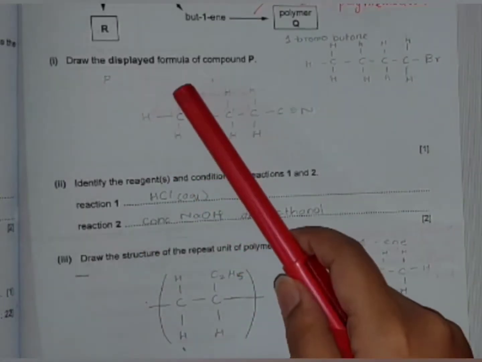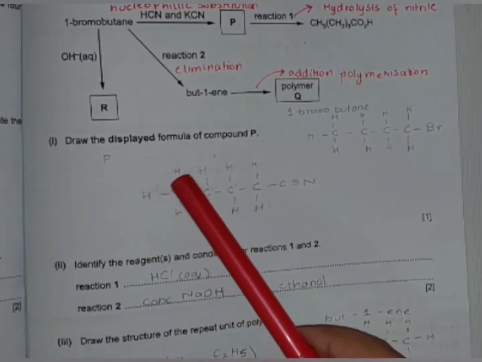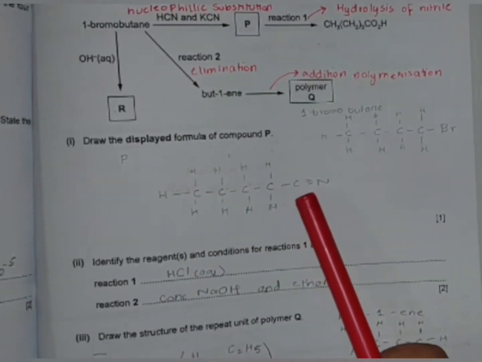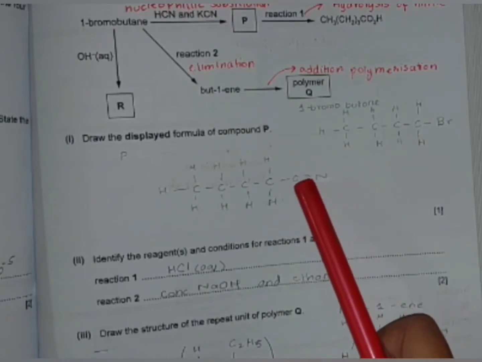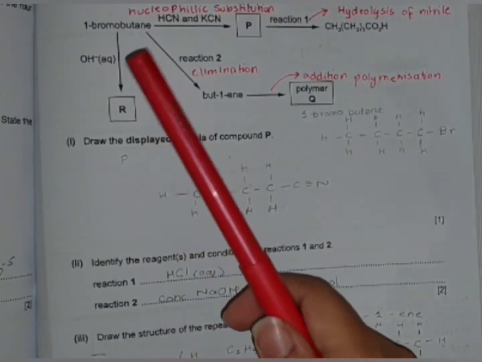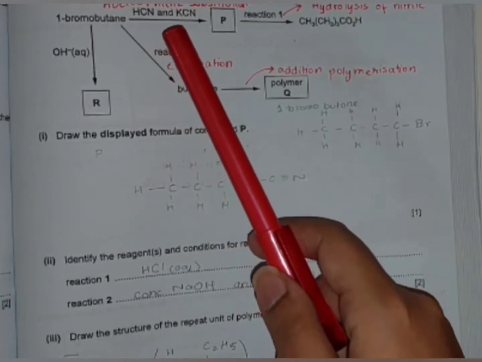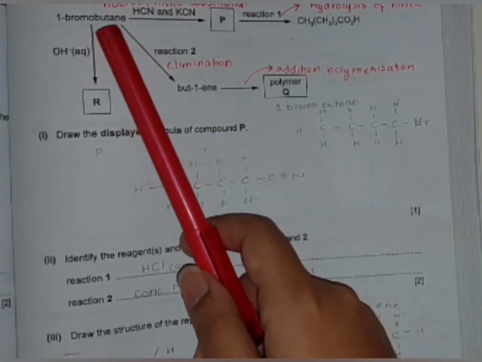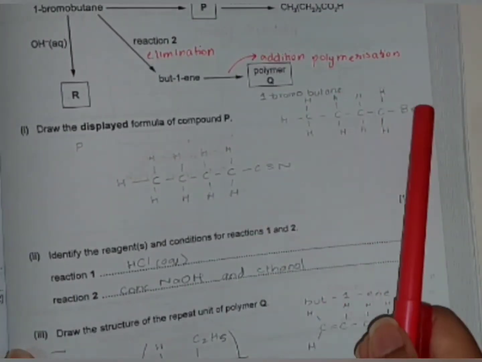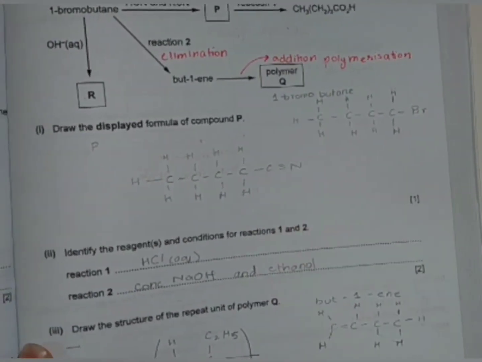Draw the displayed formula of compound P. Okay, so for display, you need to take care of all the bonds. If you're making a nitrile, you need to show its triple bond between C and N, right? So compound P will be a nitrile because 1-bromobutane is a haloalkane that goes under a nucleophilic substitution to form a nitrile. CN substitutes the halogen in this compound. So in the place of Br, we are going to make CN.